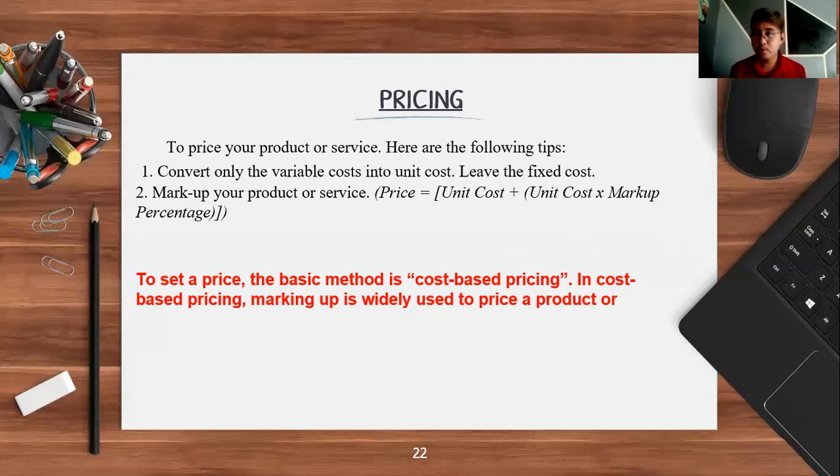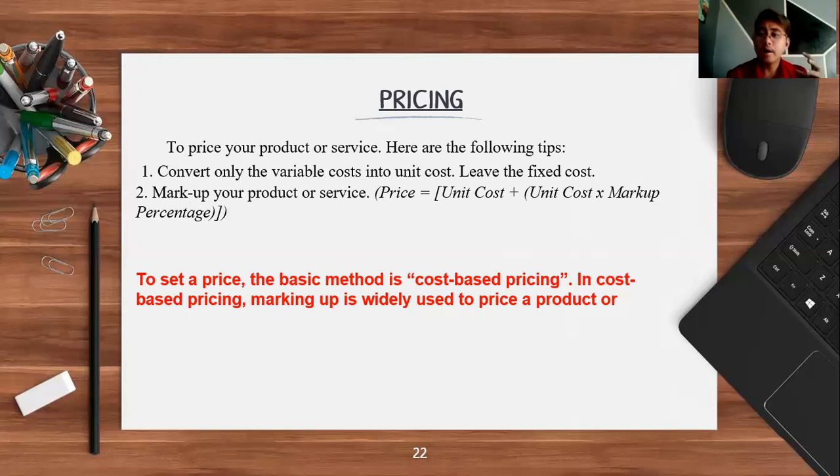Okay, so after you compute the unit cost, you put a markup for that finished product or for that service. So price is equal to unit cost plus unit cost times markup percentage. So how much percentage will you put in the markup? You can make it 50%, you can make it 100%, you can make it 30%. It's up to you. Okay? So for example, your unit cost is 100, then you made a 50% markup. So 50% of 100 is 50 pesos. So the total price for your product or service is equal to 150 pesos.